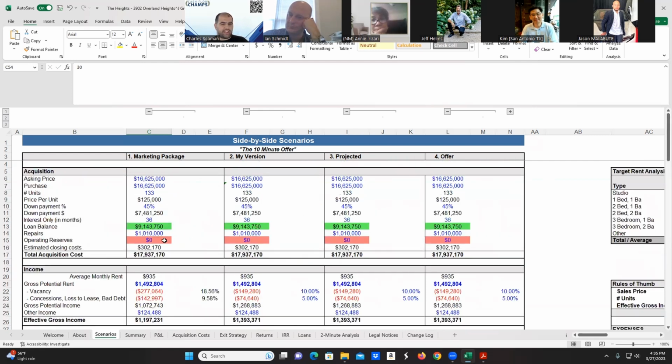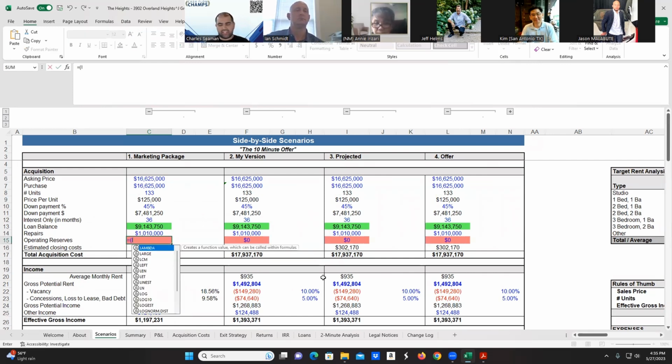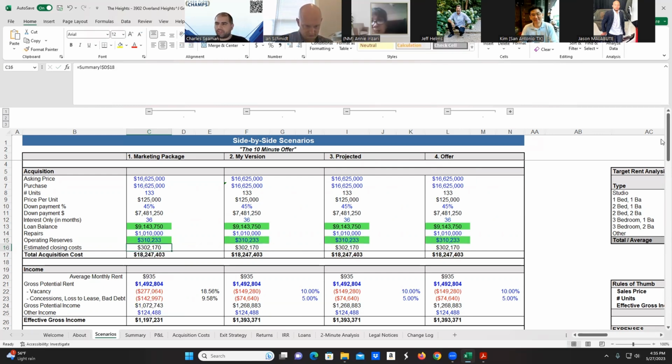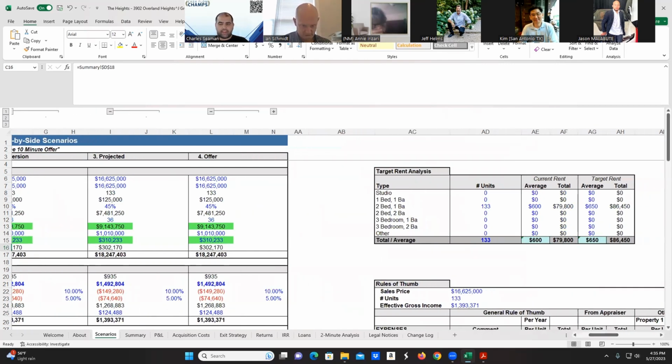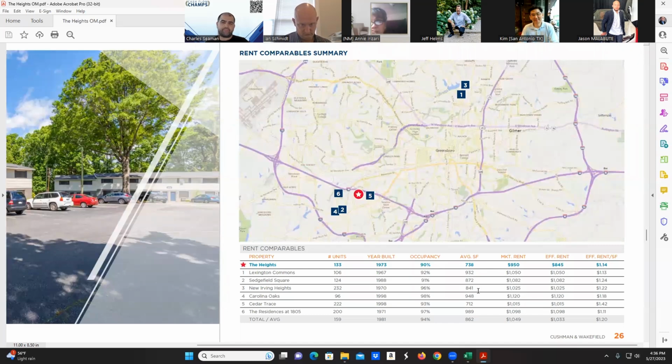Okay, so then on the operating reserves, the last couple of months, I've been recommending to use 8 months of your pro forma expenses. So I'm going to do exactly that, so that we always have money in there. And now let's go through our rent stack and we'll see where we think targets can go here.